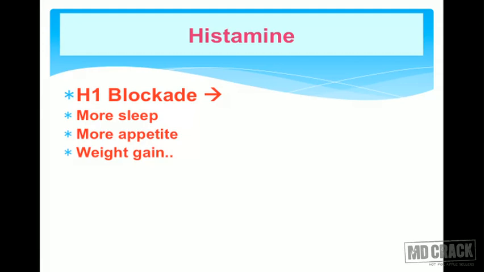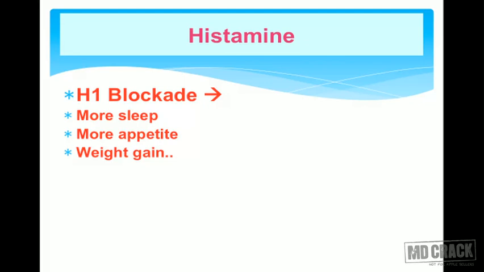Let's go to the next neurotransmitter, that's histamine. Is it important in psychiatry? Yes, it's important for another reason: many antipsychotic drugs and many antidepressant drugs have an additional effect of blocking H1 receptors in the brain, H1 blockade. So because these drugs are blocking the H1 receptors, it leads to more sleep, it leads to more appetite. Because the appetite of the patient increases, the patient starts eating more, and gradually there's a weight gain.